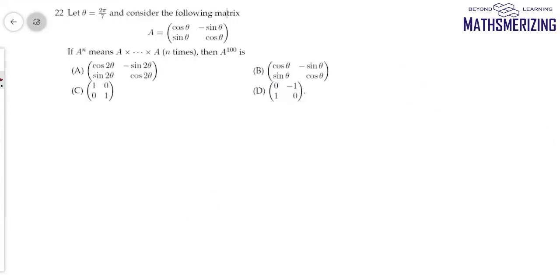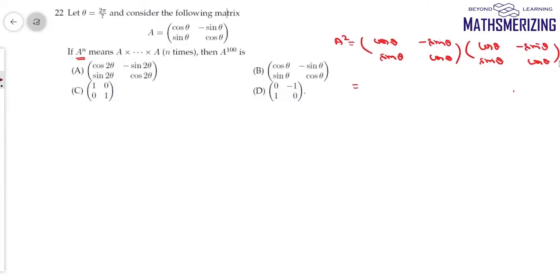Now in question number 22, we are given this matrix A, which is cos theta, minus sin theta, sin theta and cos theta. We need to find A to the power n. So first I'll find A square. So A square simply will be cos theta, minus sin theta, sin theta, cos theta into cos theta, minus sin theta, sin theta, and then this is cos theta.